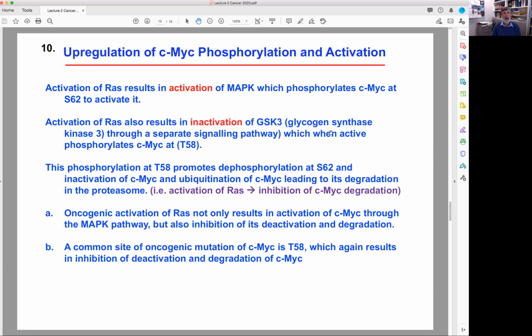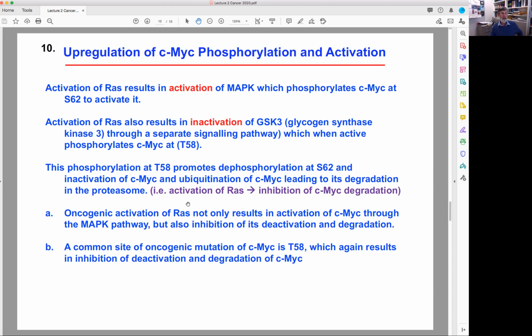And GSK3, when active, phosphorylates c-MYC at T58, which stimulates its degradation. But this phosphorylation of T58 promotes dephosphorylation at serine 62, and inactivation of c-MYC and ubiquitination of c-MYC, leading to its degradation in the proteasome. But in this pathway, you get activation of RAS, causing inhibition of c-MYC degradation.